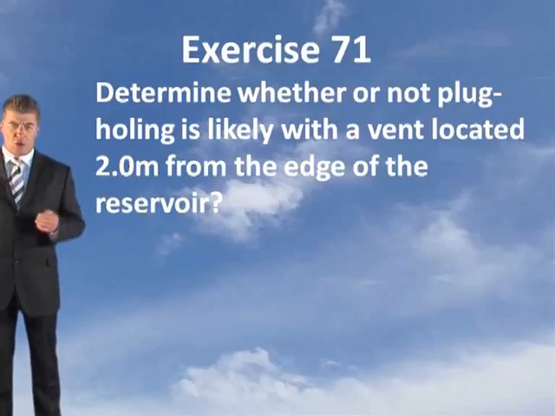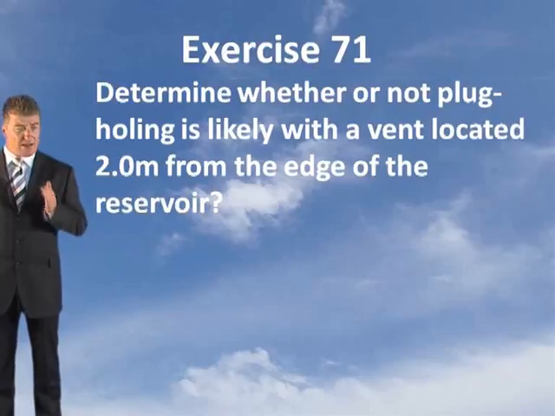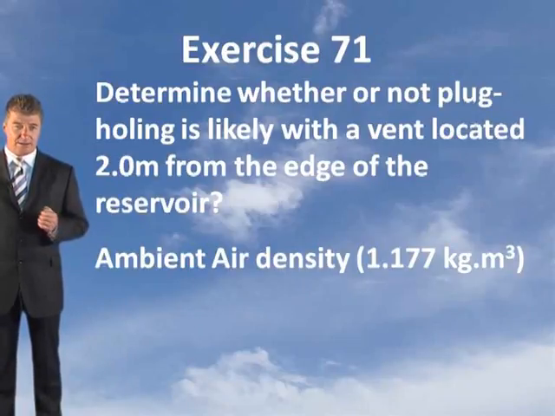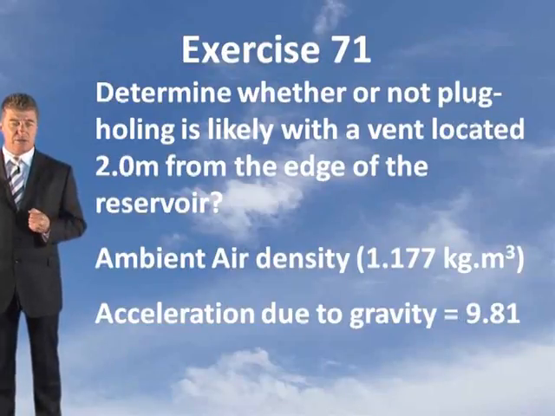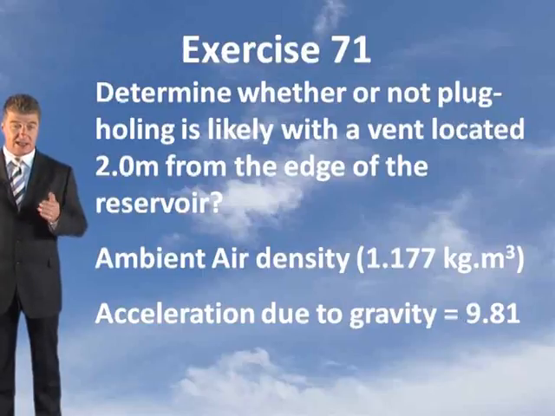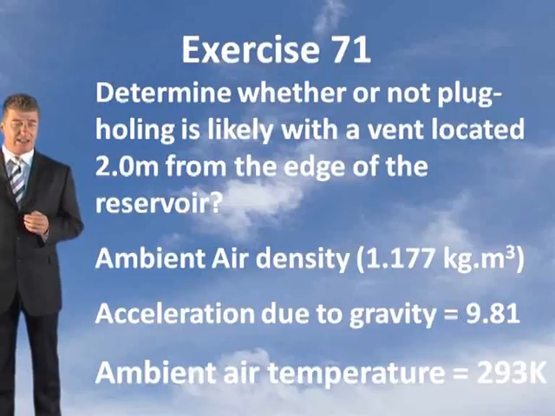Determine whether or not plug holing is likely to occur with a vent located 2 metres from the edge of a reservoir with the following parameters. The density of ambient air is given as 1.177 kilograms per metre cubed. Acceleration due to gravity is 9.81 metres a second squared. The ambient air temperature is 293 degrees Kelvin.